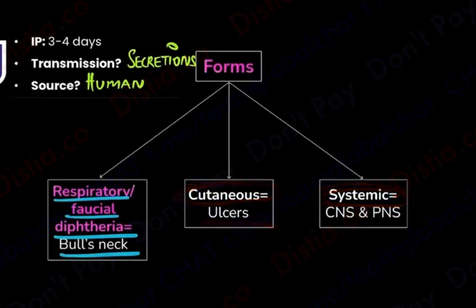Cutaneous, of course, is going to be ulcers, and systemic means it can involve anything. It can involve the heart, it can involve the nerves, it can involve so many other organs of the body. So simple. In respiratory, the palate, neck, those regions. In cutaneous, skin, ulcers. In systemic, what all?